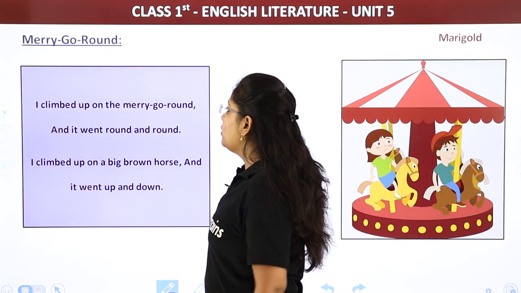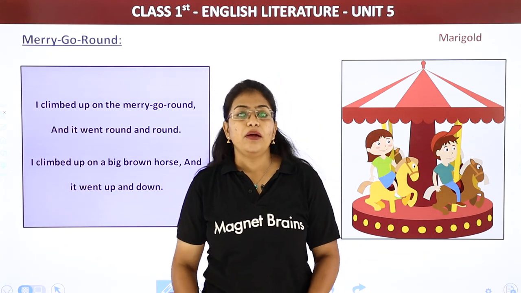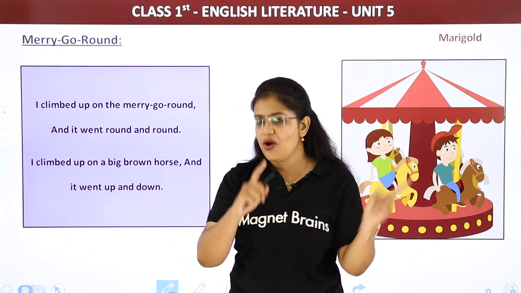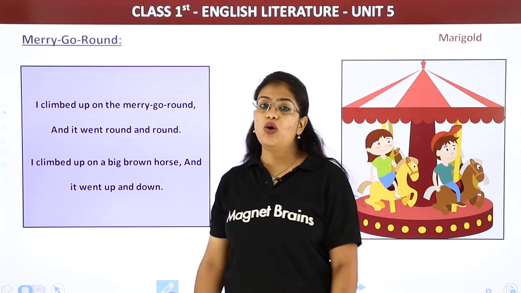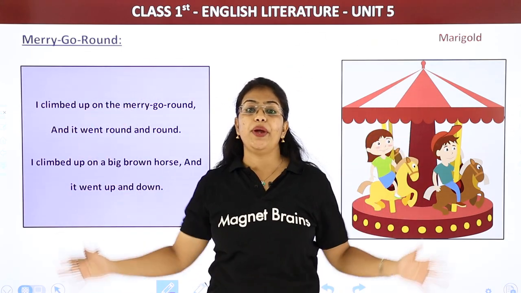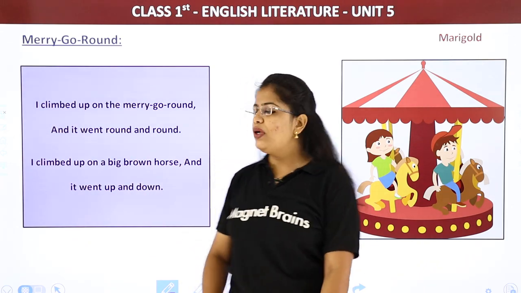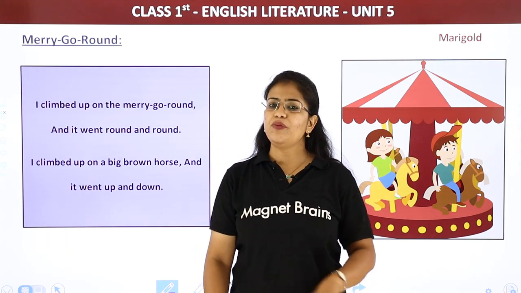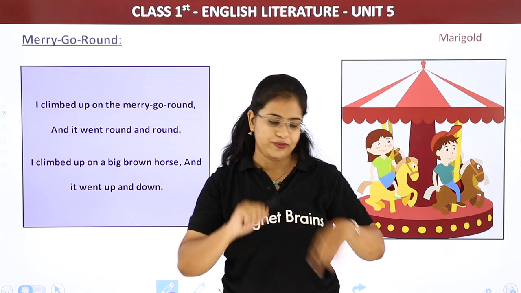I climbed up on the merry-go-round and it went round and round. Main merry-go-round pe jaake baithi and it went round and round and round. I climbed up on a big brown horse. Main jahan pe baithi thi, how did it look? It was a big brown horse. वो एक हॉर्स की शेप में था. एंड हाउ डिड इट गो? इट वेंट अप एंड डाउन. सो टू मूवमेंट्स, अप एंड डाउन, राउंड एंड राउंड. ठीक है?